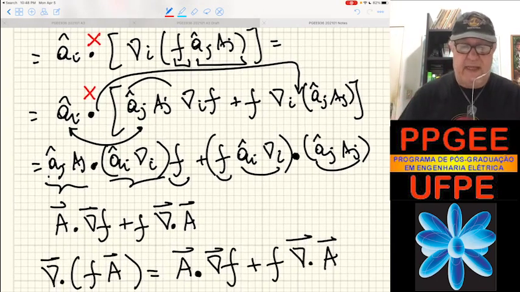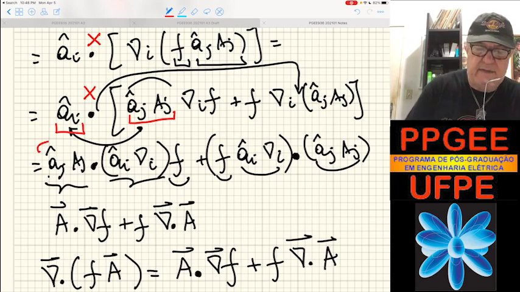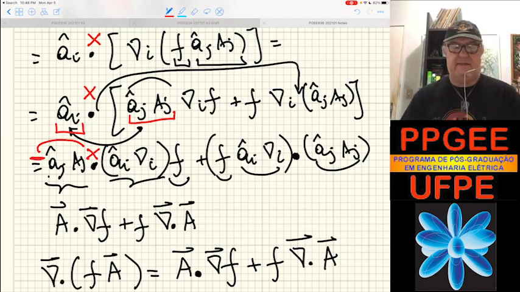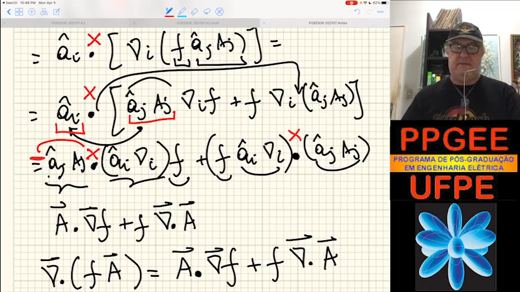Now, at this moment, I'm going to commute AJ with AI here. So I'm going to put the cross. Now I have to put the minus sign here, right? Here I didn't do anything. I didn't commute in this part here, is cross.